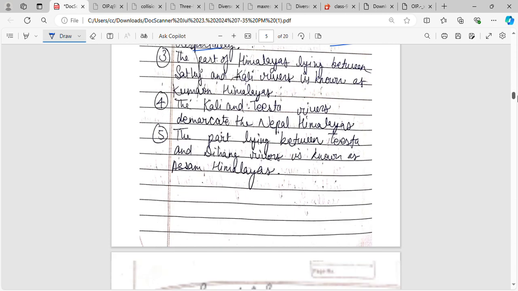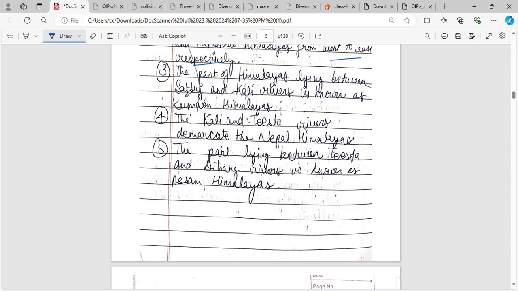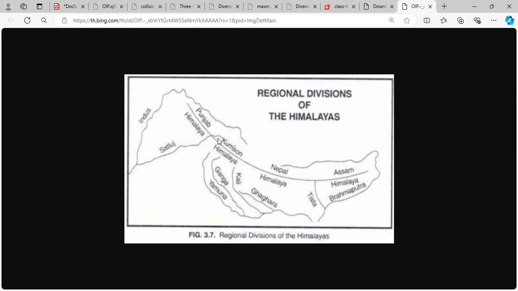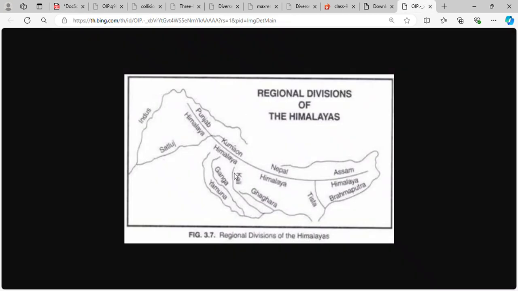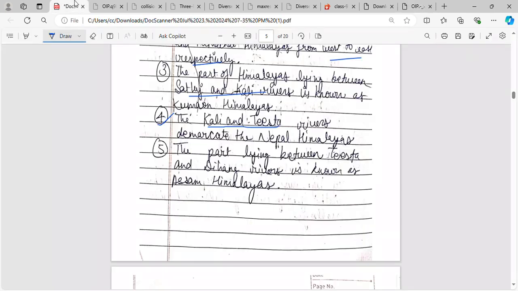Now the third point is, the part of the Himalayas lying between Satluj and Kali. See here, this is the Satluj river and this is the Kali river. This area of the Himalayas is known as the Kumaon Himalayas. Then the part of the Himalayas lying between the Kali and Teesta rivers demarcates the Nepal Himalayas. See, this is the Kali river and this is the Teesta river, and this whole part of the Himalayas is known as Nepal Himalayas.